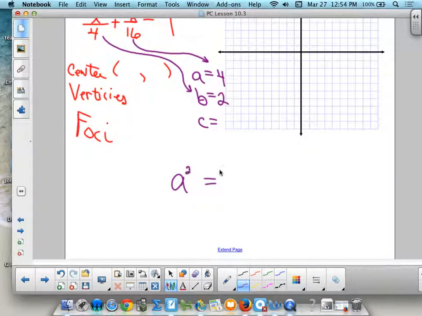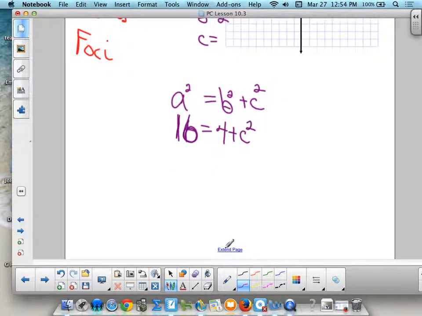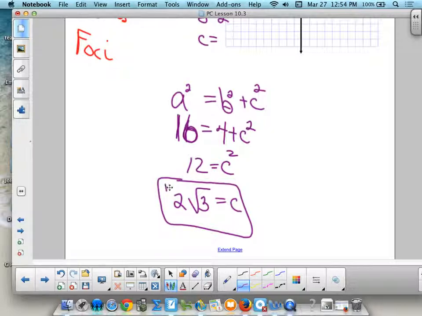Remember that Pythagorean relationship we talked about? This is how you find C. Use it to find your C value. Let's see here. A squared is 16. B squared is 4. C squared, so C squared will be 12. And C will be, anybody have it yet? Square root of what? 2 square root of 3. Yes, 2 square root of 3. There it is. Oh, by the way, it is plus or minus, right? But we'll talk about that in just a little bit.